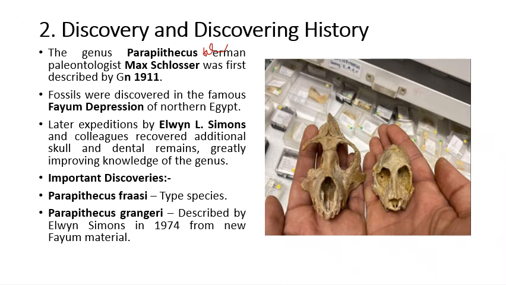Then comes Elwyn L. Simons and his colleagues. They further recovered additional skull and dental remains and gave further explanation in their research. There are two types of Parapithecus discoveries. The first is Parapithecus fraasi, and the other is Parapithecus grangeri.